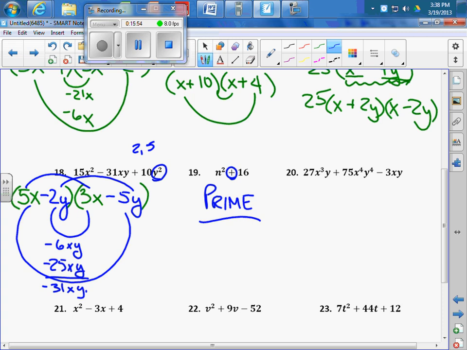All right, number 20 is 27x to the third y plus 75x to the fourth y to the fourth minus 3xy. Oh my goodness, this looks huge. One bite at a time. Ignore the variables for just a second here. Look at 27, 75, and 3. Isn't there 3 in common? All right, so let's divide that out.